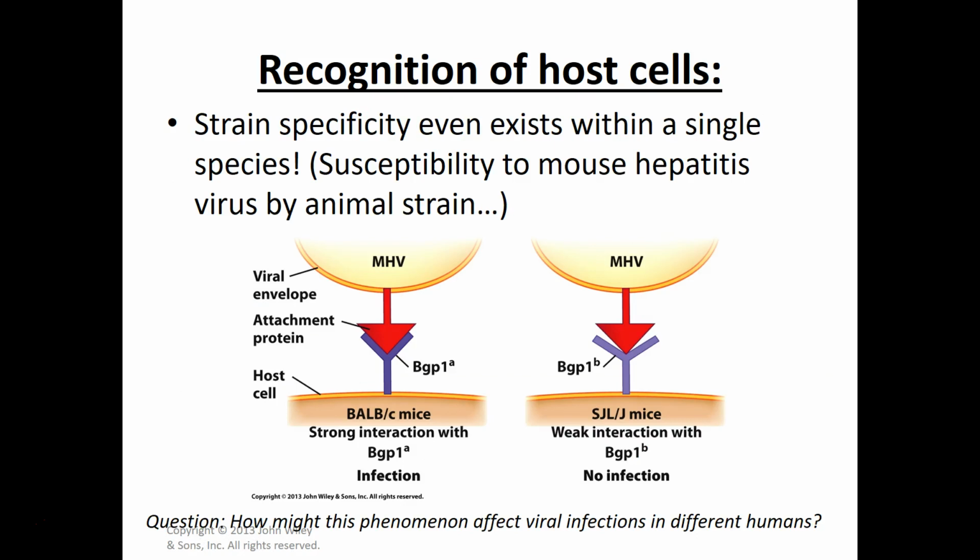So we talked about last time, if that receptor changes, then the virus can't bind and you're genetically immune. So they give you a mouse example. We talked about that HIV example last time.